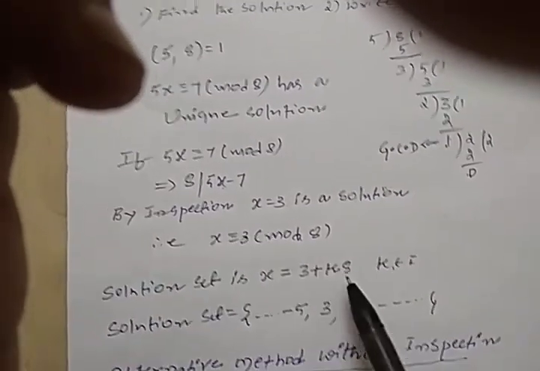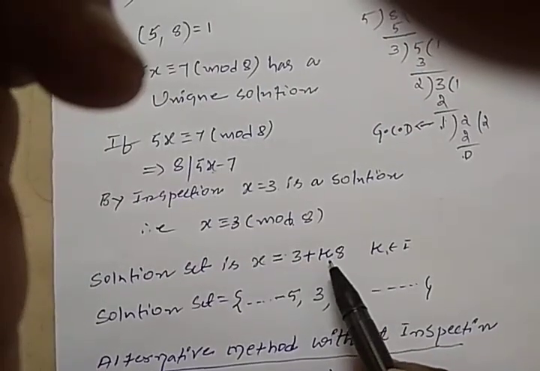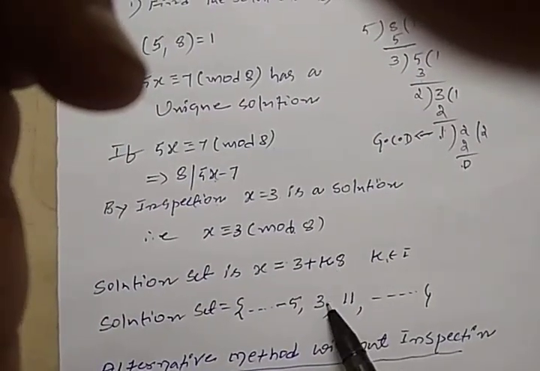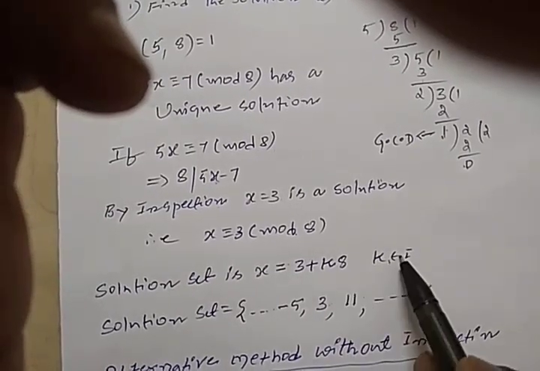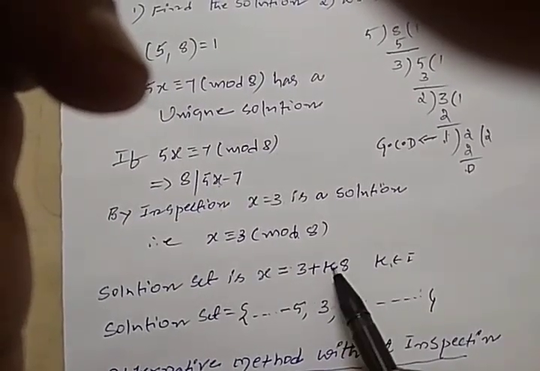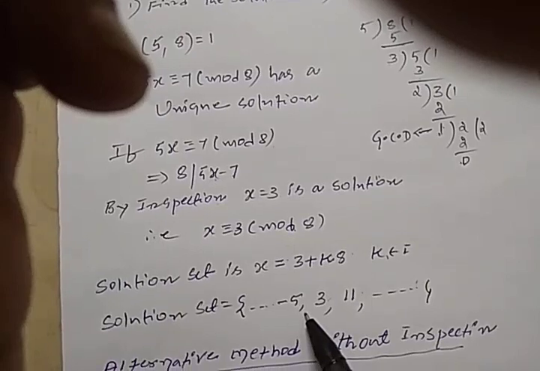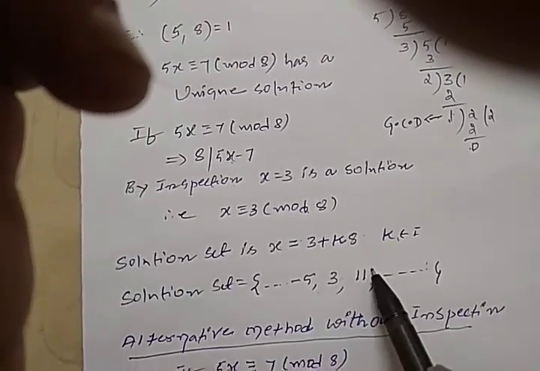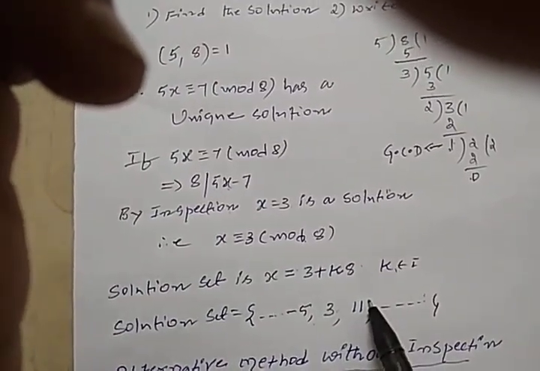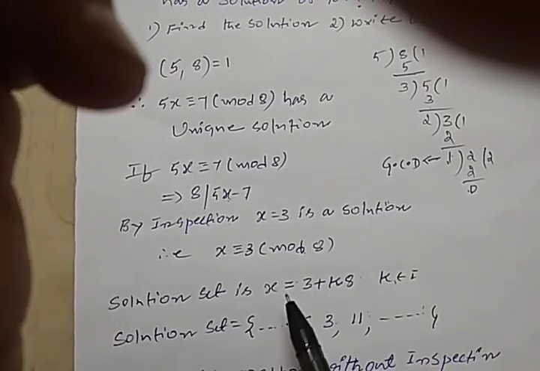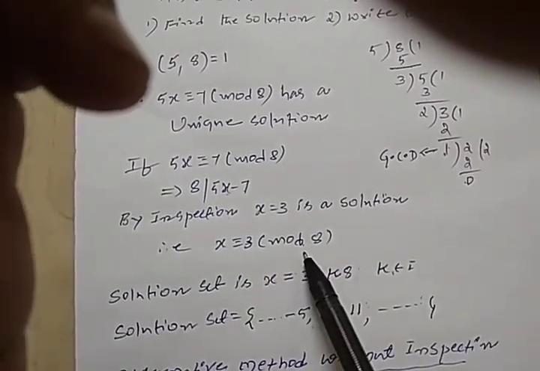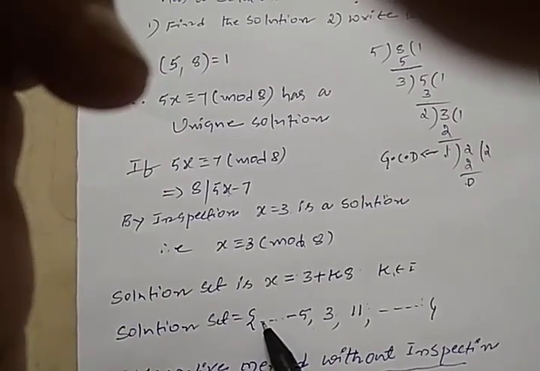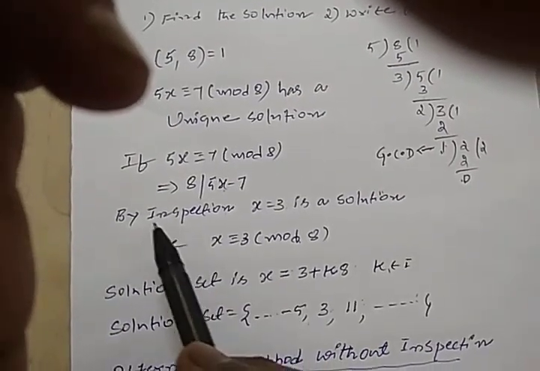If I replace k equal to 0, you will get 3. If I put 1, you will get 11. Since k belongs to the integers, replace k with minus 1 and you will get minus 5. So therefore, this is the solution set. Observe here, we found the solution and a solution set. This is a solution, and this is the solution set by the inspection method.